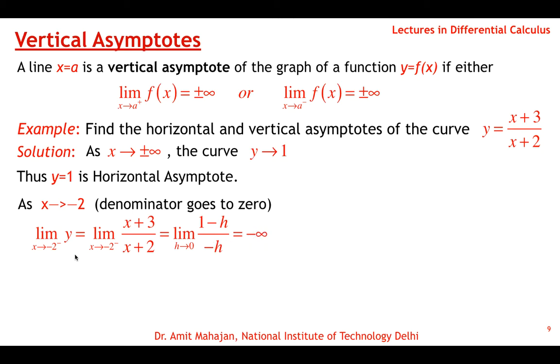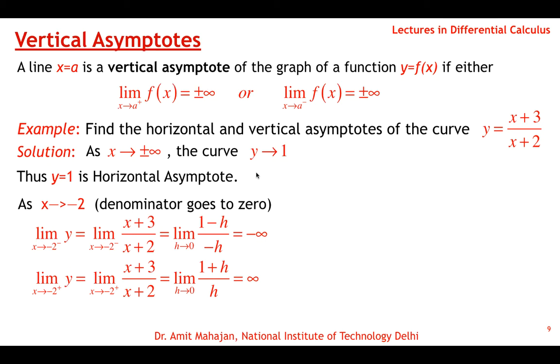Okay, similarly when x approaches minus 2 from the plus side, then in that case we can choose x to be minus 2 plus h. Okay, so if I put x to be minus 2 plus h, then numerator will become 1 plus h and denominator will become simply plus h, and when h goes to 0 then numerator is 1 and denominator goes to 0, so it will go to plus infinity. Okay, so what we have is that x is equal to minus 2 is a vertical asymptote.